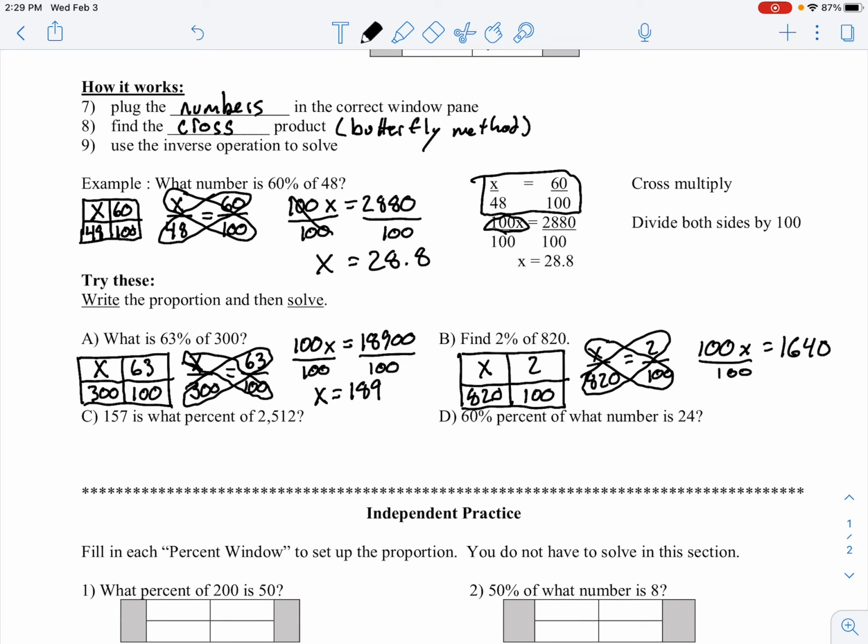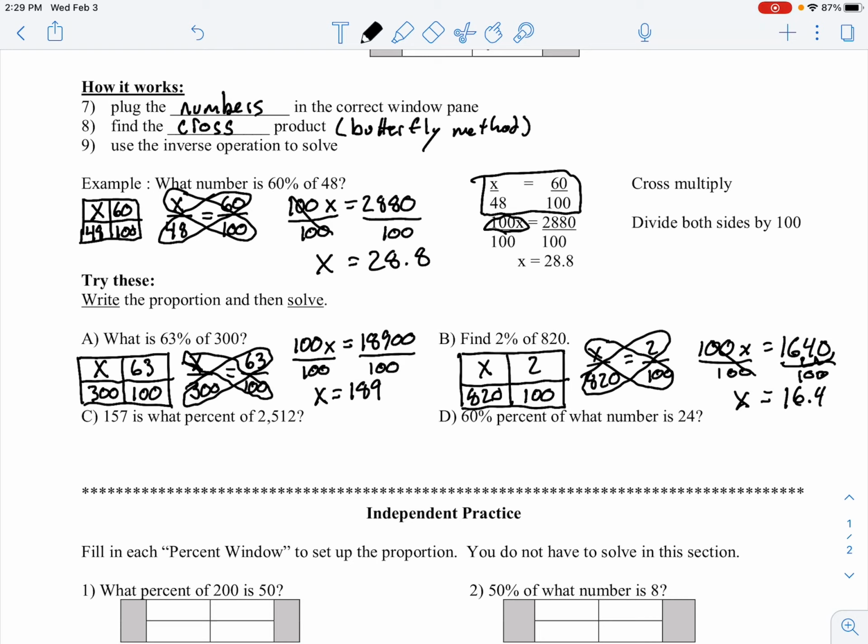Divide by 100. Divide by 100. And x is, so a quick method for dividing by tens or hundreds or thousands is we have 2 zeros in our 100. So we're going to move our decimal point 2 places. So 16.4 is 2% of 820.